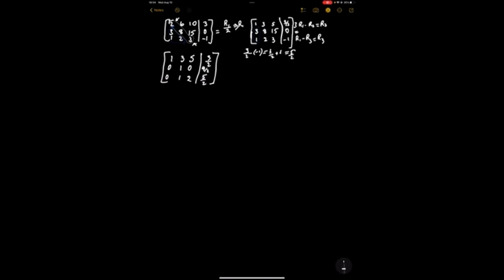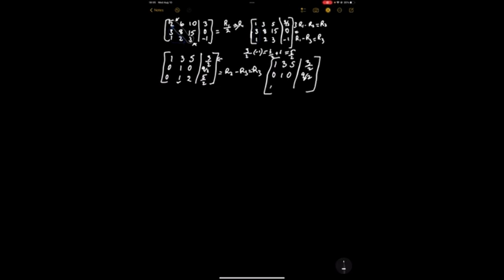So now I can make this 1 equal to 0. How can I do this? I can just say row 2 minus row 3 equals row 3. Because now row 1 is technically done. I'm not touching row 1 anymore. It's done. So what I'm going to do, I'm going to say 1, 3, 5, 3 halves, 0, 1, 0, 9 halves.